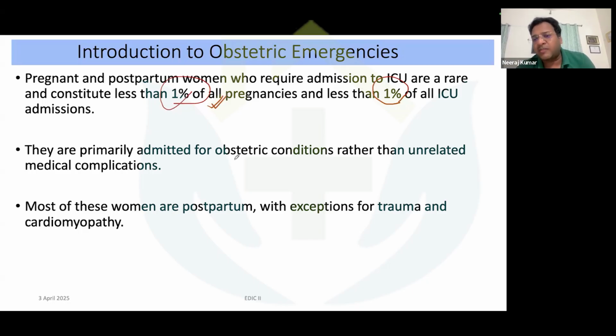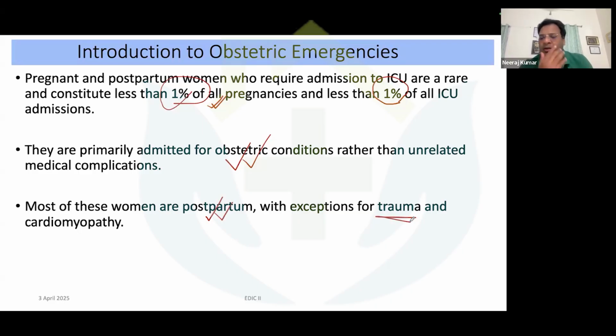If you ask me what the primary cause of these admissions is, the primary cause is obstetric conditions rather than unrelated medical complications. That's why many of these women have these problems in the postpartum period. The exceptions are trauma and cardiomyopathy, which don't happen in the postpartum period.